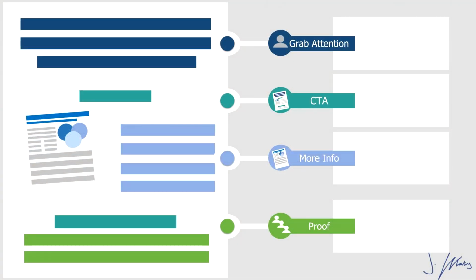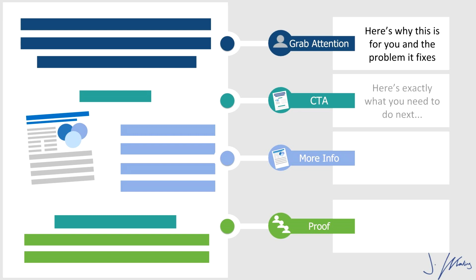Now let's go ahead and talk about the 4 essential elements of your landing page and what these elements are designed to do in order to get a stranger to trust you enough to give you their contact information. So here are the 4 essential elements: grab attention, call to action, more info, and proof or credibility. So grab attention. This is where you tell visitors why this offer is for them and how it fixes a problem for them. The call to action is telling them exactly what to do next.